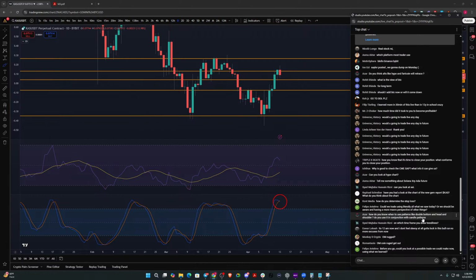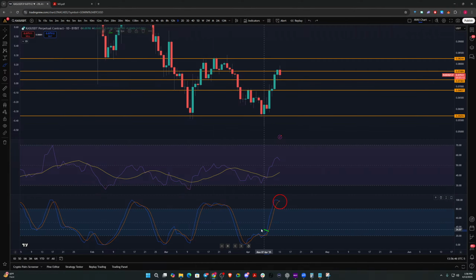Azar says, how do you know when to use patterns like double bottom and head and shoulders, or to use it in conjunction with candle patterns? So mostly, Azar, take the double bottom here. Yes, this isn't a perfect double bottom, but price bounced off this area twice and it almost looks like a W. What I use with that is I'll look at where my indicators are as well. Well, stock RSI was oversold, RSI was almost oversold, and we have a double bottom here. That's basically three areas of confluence. If you bought there, you'd have had a nice profit, okay?